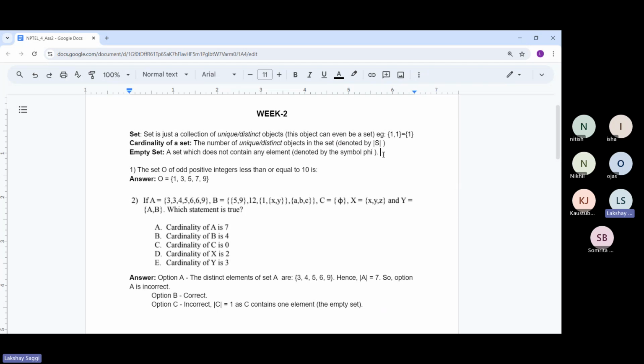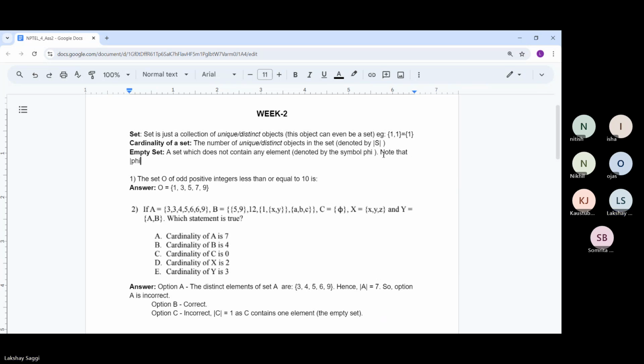And note that the cardinality of phi, so what is the cardinality of an empty set? The cardinality of an empty set is 0. So if I was just given that C equals phi, then the cardinality of C would have been 0. But C actually contains one element, and that element is the empty set. If there were no curly braces here, then the cardinality of C would have been 0. But since there are curly braces, this means this phi is one of the elements of C. I hope this makes sense to everyone.